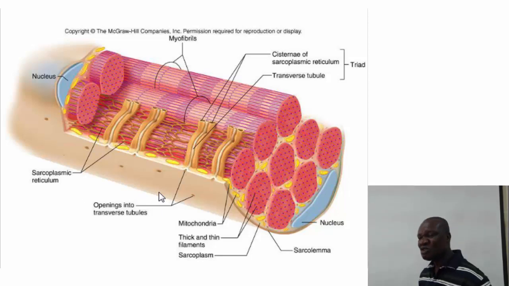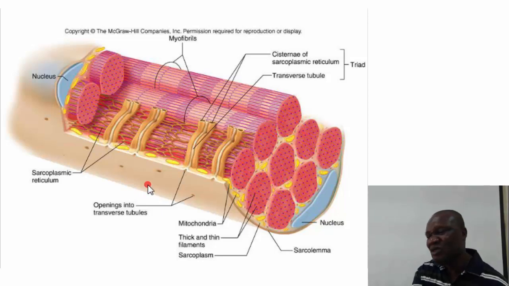It has almost all the organelles that are found in the typical cell. The skeletal muscle cell is multinucleate. Means if you take one skeletal muscle cell, there are a lot of nuclei. And these nuclei are peripheral. They are not central. They are found well at the periphery, like these.